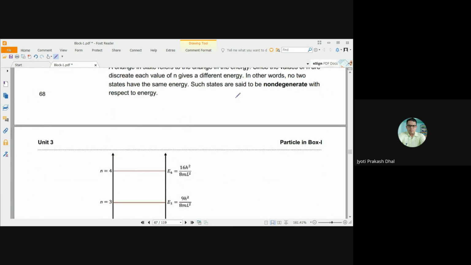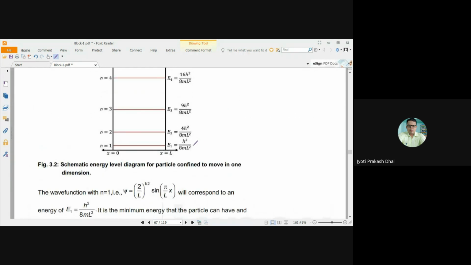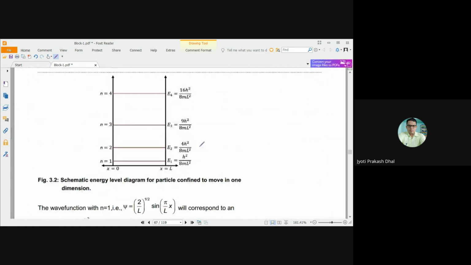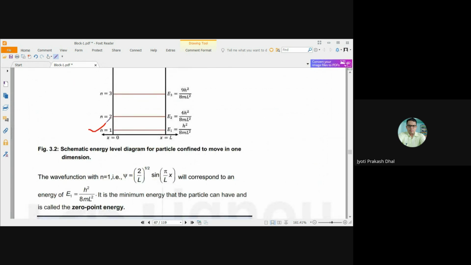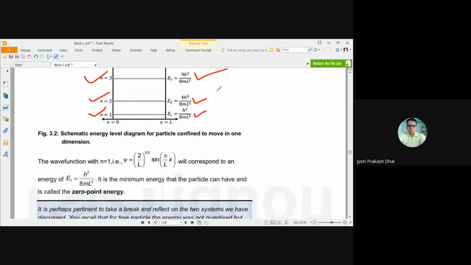For the energy expression, E n equals n square h square by 8 m L square. Now putting n equals 1, we get E1, the ground state energy of the particle, equal to h square by 8 m L square. Putting n equals 2, E2 equals 4h square by 8 m L square; n equals 3, E3 equals 9h square by 8 m L square; n equals 4, E4 equals 16h square by 8 m L square.